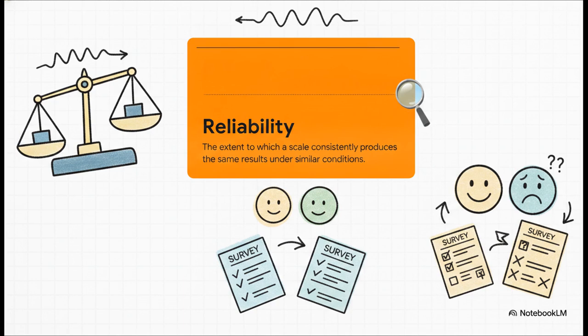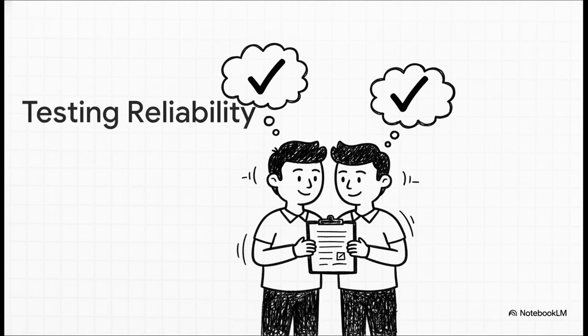Imagine giving a customer satisfaction survey to a group of people and then giving the exact same survey to them 2 weeks later. Assuming their underlying sentiment hasn't changed, the survey results should be really similar. If the results are wildly different, well, your scale is unreliable. It's just introducing random noise into your data. So how do we actually put that consistency to the test?